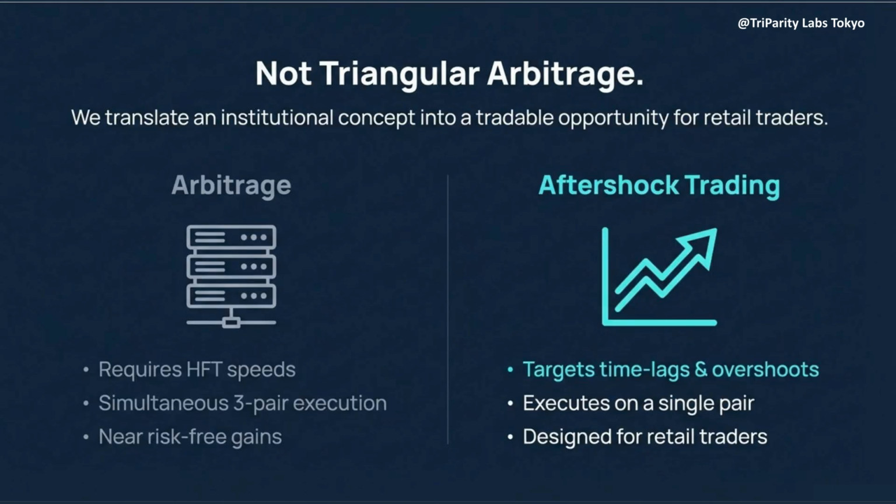Okay, let's be absolutely crystal clear about what this is not. On one hand, you've got traditional triangular arbitrage. That's a high-frequency trading game. It requires insane speeds, executing on three pairs at once, and it's pretty much off-limits for retail traders. What we're doing is aftershock trading. It's totally different. We're not trying to be the fastest. We're looking for the time lags and the price overshoots that happen during the correction, and we're executing on just a single pair. This is all about making a complex concept practical for the rest of us.